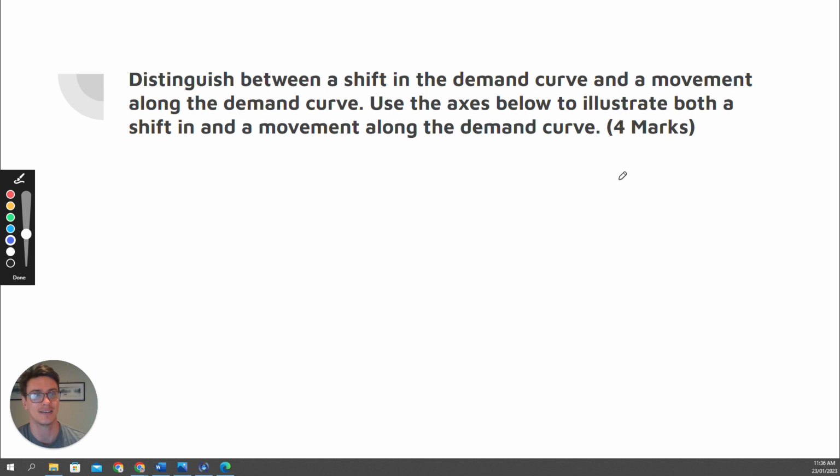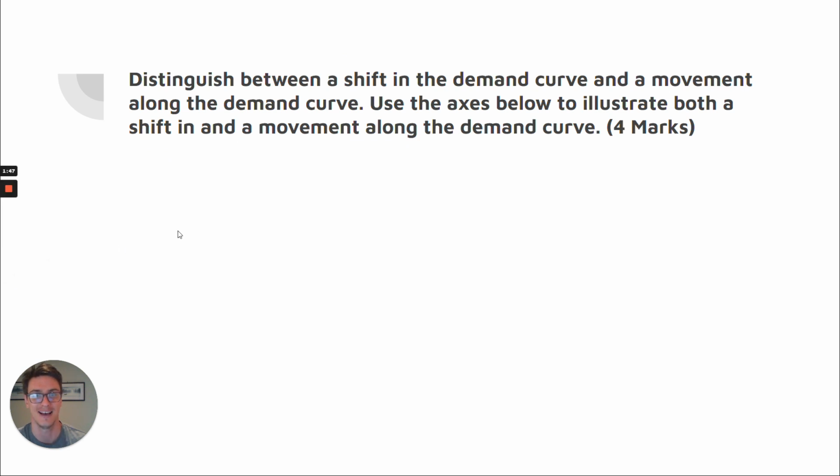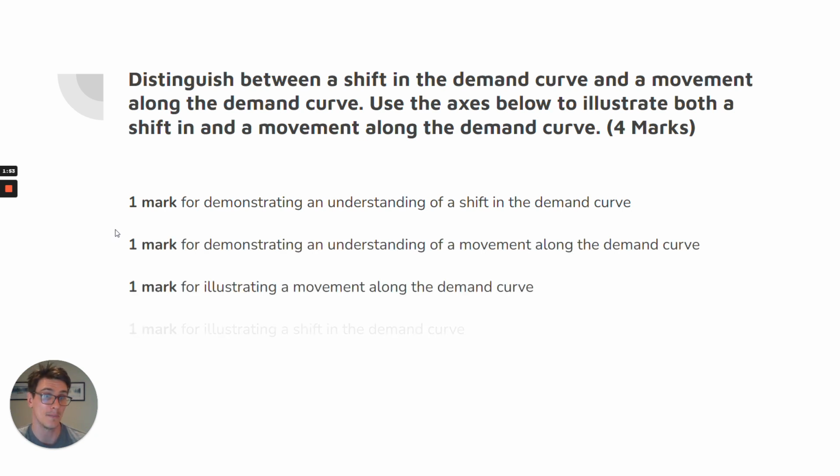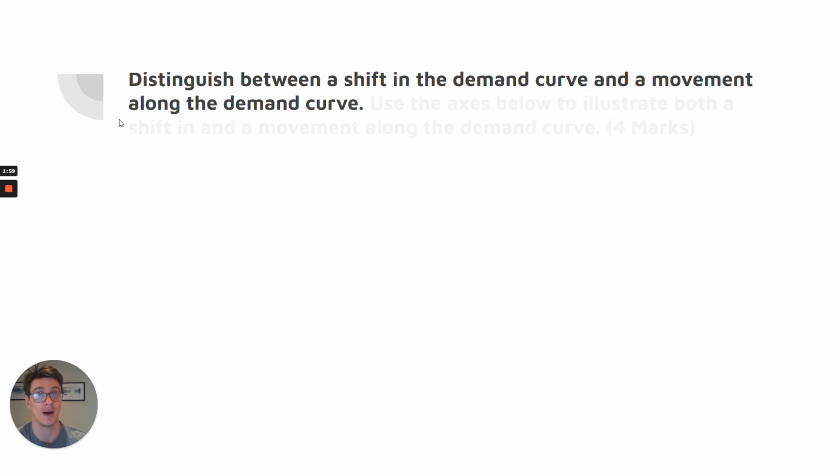And we will have practiced this in class, but we need to illustrate or draw a shift for 1 mark and a movement along for 1 mark. Okay, so 1, 1, 1, 1. Let's make this easier. I've written them here. So 1 mark for demonstrating an understanding of the shift, an understanding of the movement along, and then 1 mark for drawing or illustrating each. I think that's pretty easy to break down the 4 marks there. So let's focus in on the first part here, the writing part.